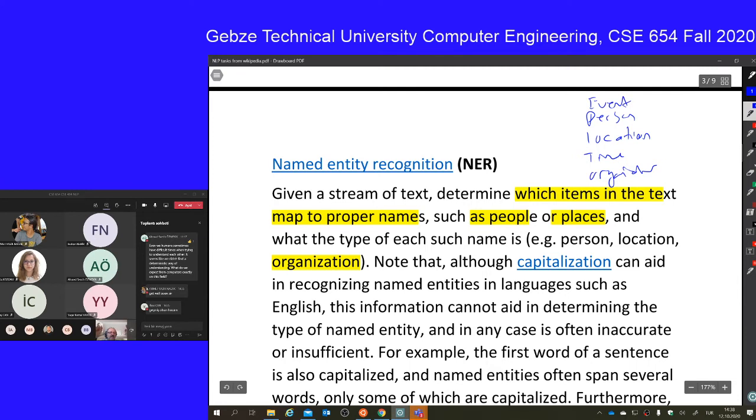Okay? Given a sentence, you find all the events and you mark them. You find all the persons, you mark them. You find all the locations, you mark them. You find all the time references and you mark them. And you find all the organizations, you mark them, okay? If you do this, this will be a very useful input for question answering systems, okay? Because when the question asks, when was the Turkish Republic founded, okay?